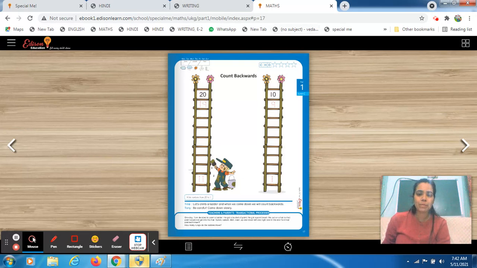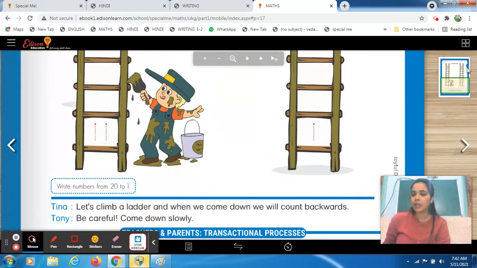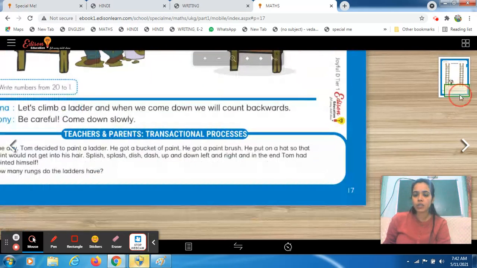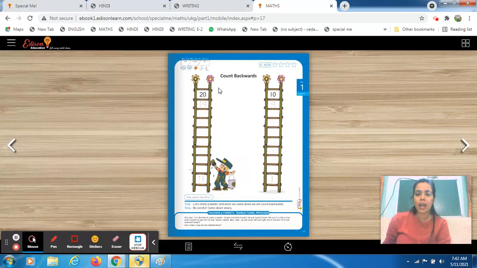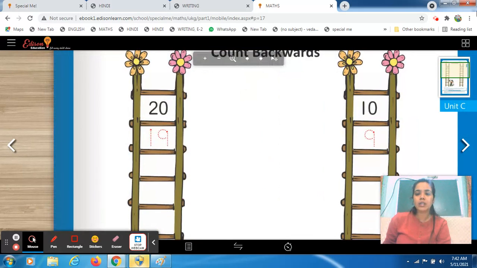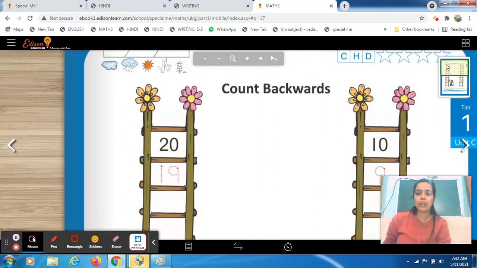Okay, chal. Now as you see, this is your page number 17. If you want to cross-check one more time, come down here below and see the page. This is your page number 17, right? And what is the caption over here? It's Count Backward. मतलब आपको क्या करना है? You have to count the backward numbers.